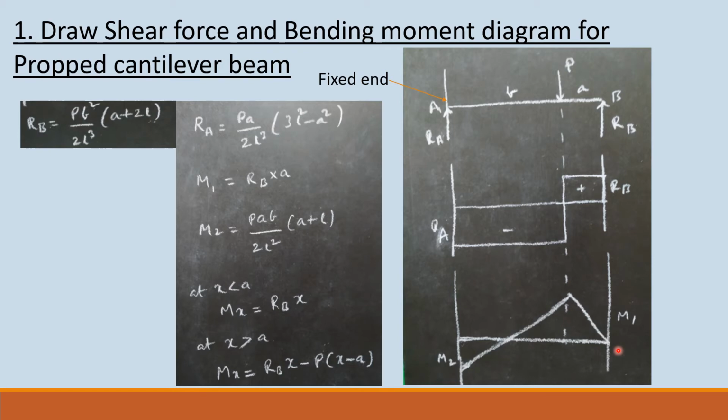Bending moment at support RB is equal to 0, and it increases linearly up to the point of load application, and from there it starts dropping down. At the end of the fixed support it will become M2. In between the point of load application and the fixed support, somewhere it will change sign from positive to negative. On the left side I have given some equations to find reactions and moments.